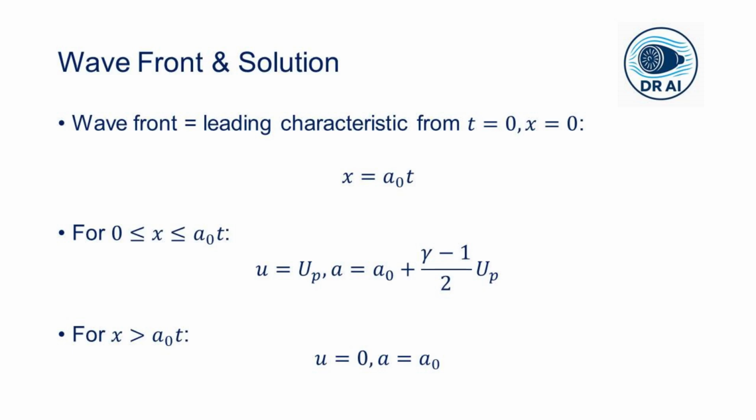we would be saying that u equals up, and a would be equal to a naught plus (gamma minus 1) over 2 times up. But what happens when the x values are greater than a naught times t? We would see that u would be equal to 0 and a would be equal to a naught.